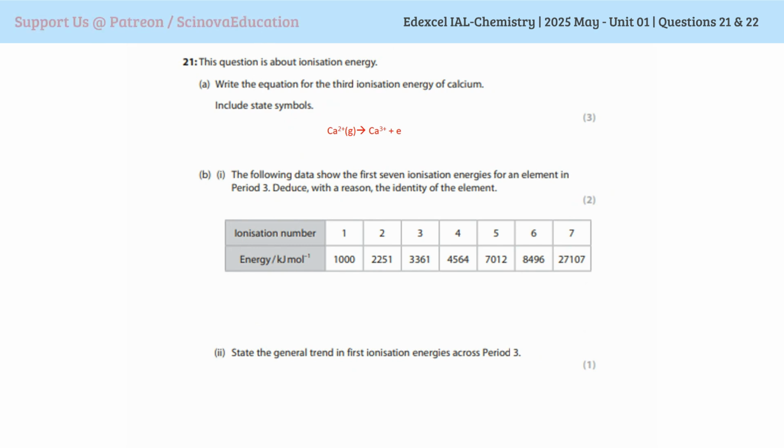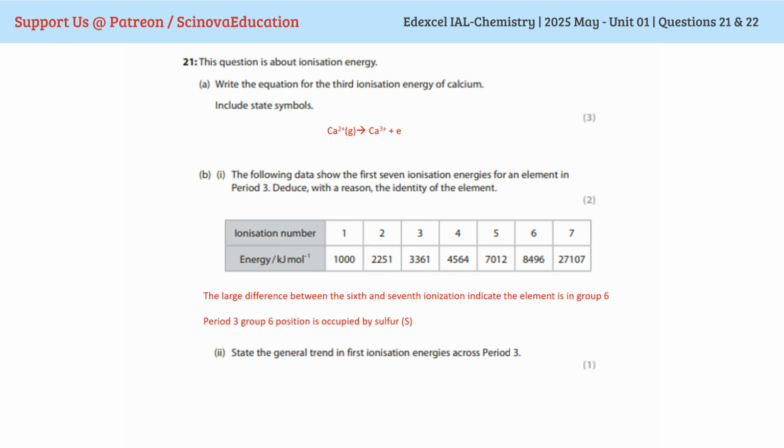The following data show the first 7 ionization energies of an element in period 3. Deduce with a reason the identity of the element. You can see a big jump between 6th and 7th ionization energy. So you can deduce that this atom is containing 6 electrons in the outermost shell. So sixth group, period 3, is sulfur.